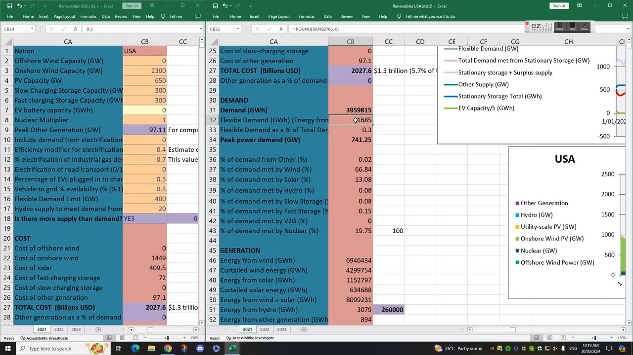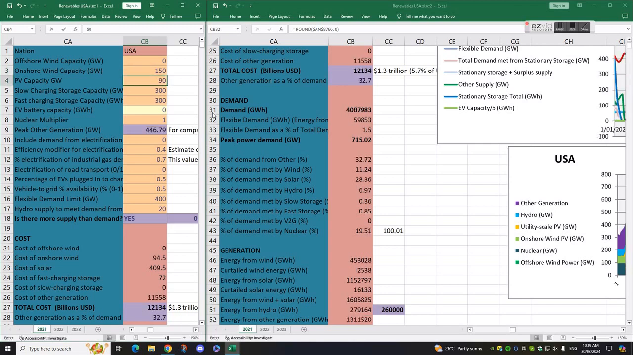Flexible demand at this point is just the energy used to recharge the storage types. Peak power during the year was 741 gigawatts. Percent of demand, so this is the percent of demand made by each source. On the current grid, there's about 150 gigawatts of wind supply and about 90 gigawatts of solar supply.